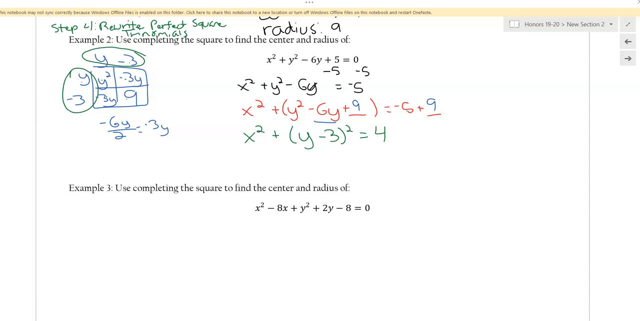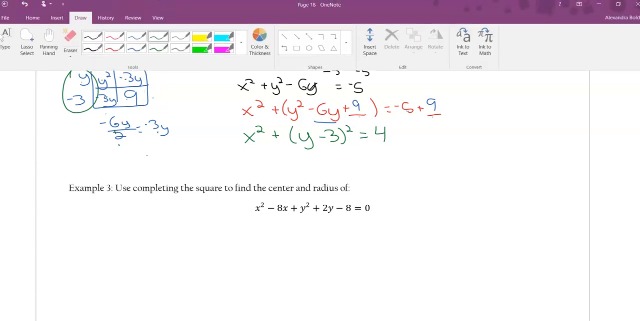Again, if you're getting the hang of it, you don't have to draw the box every time. Look, I divided by 2, got negative 3, and then I square it, and that's how I get the 9. And that's maybe how you learned it last year, too. But again, this is probably one of the most confusing things in algebra, so having that visual is very helpful if you would like to draw the box.